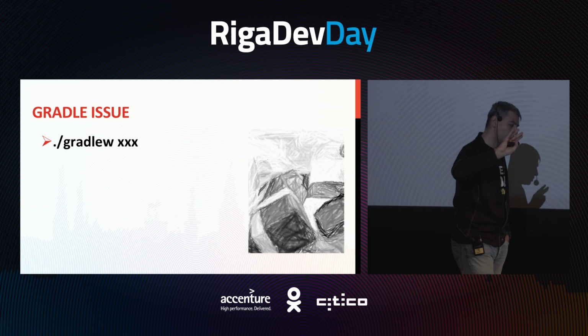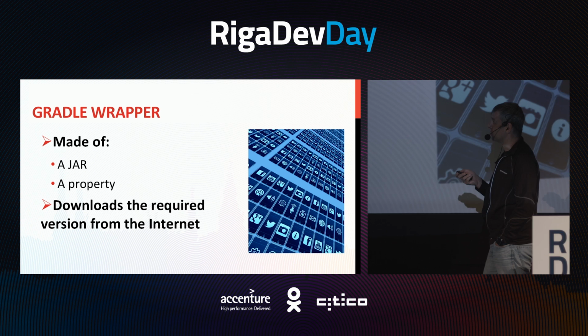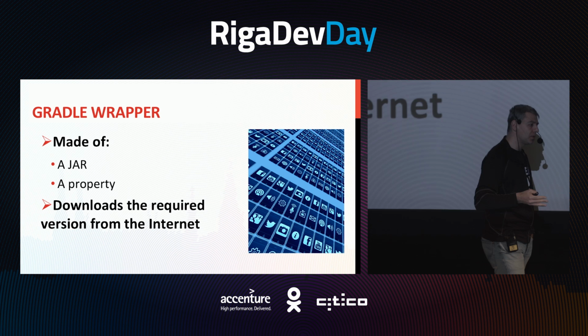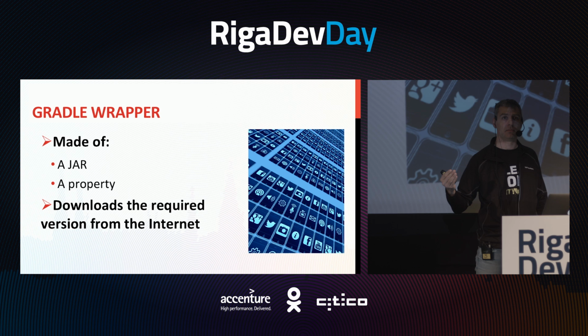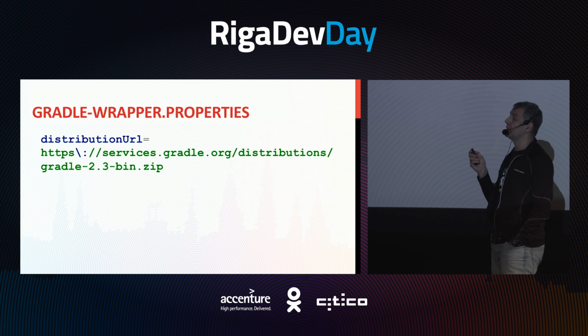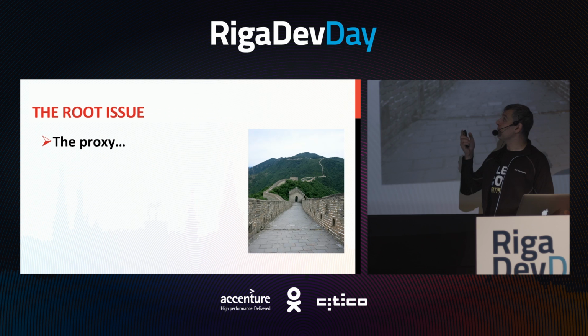Anyway, the Gradle wrapper is made of a little bootstrap jar, a property file, and a script. And basically what it does is very simple. It downloads the real Gradle jar from the internet. So does someone see where I'm going? No? Okay. So this is the gradle-wrapper.properties, the default value. Again, does anyone have any hint where I'm going? No? Okay. The problem is a proxy.